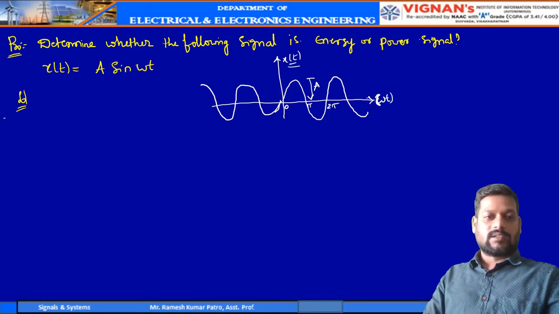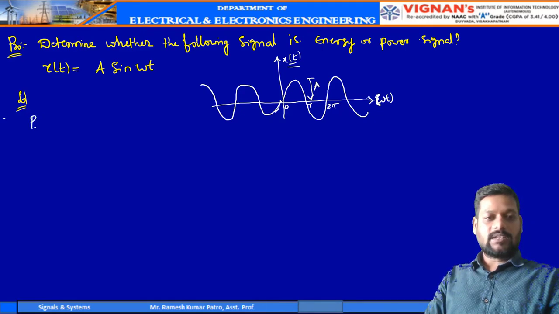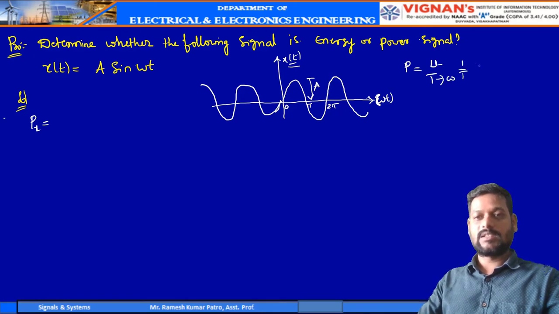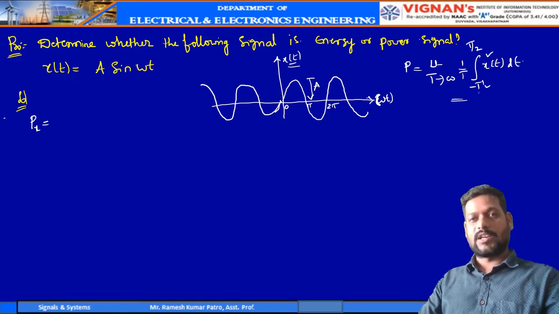What is the power of this signal? It is a periodic signal, therefore the general formula of power is limit t tends to infinity 1 by t integral minus t by 2 to t by 2 x of t square dt. So this is for non-periodic signals. For periodic signal, you can take this t as the fundamental time period.